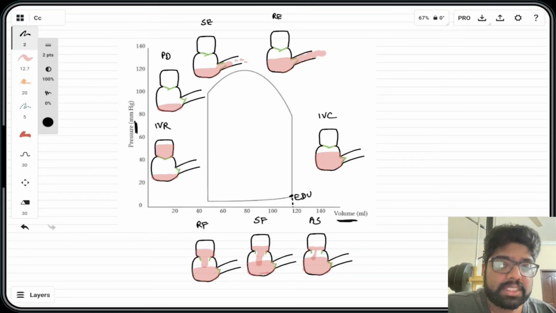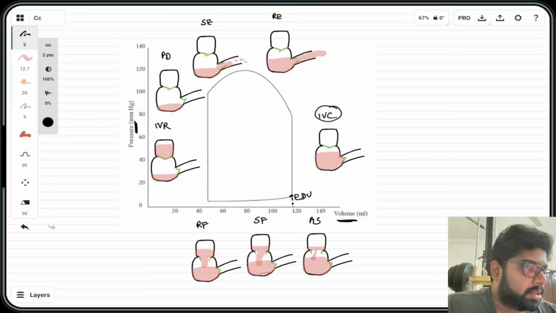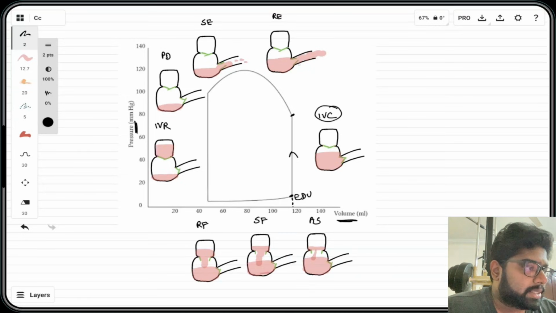Now what is the next phase? The next phase is isovolemic contraction. And what happens in isovolemic contraction? The pressure increases, but the volume remains the same, isovolemic, right? So the pressure now starts increasing tremendously, while maintaining a constant volume. This is isovolemic contraction. And by around here, the isovolemic contraction phase has ended. The aortic valve has opened, as you can see here.